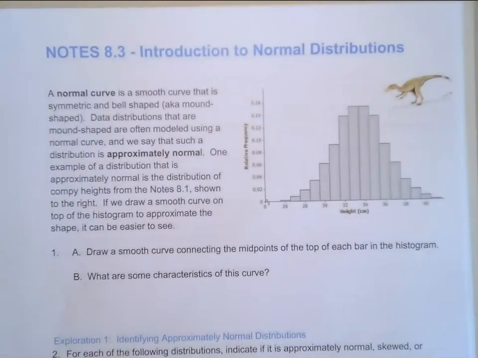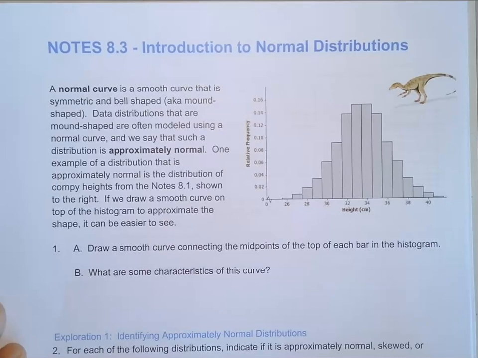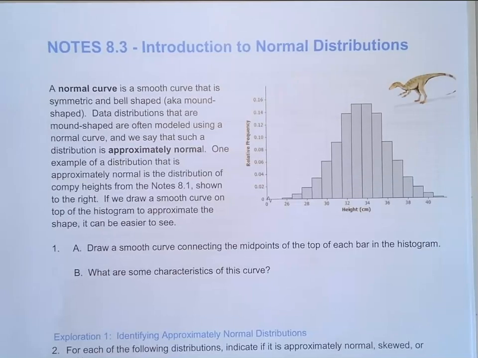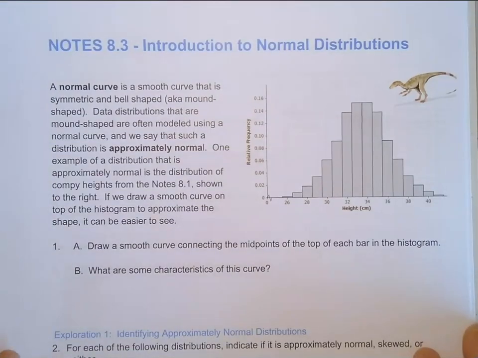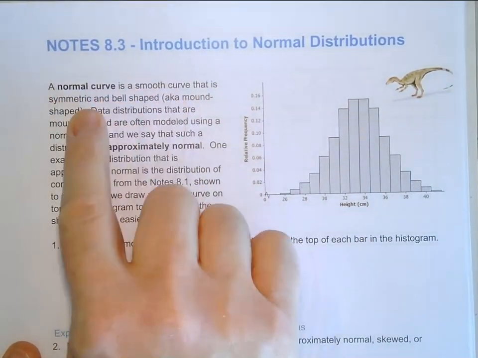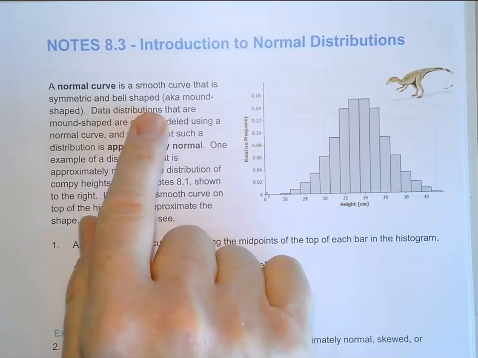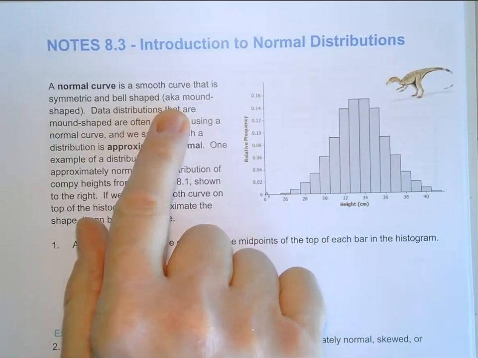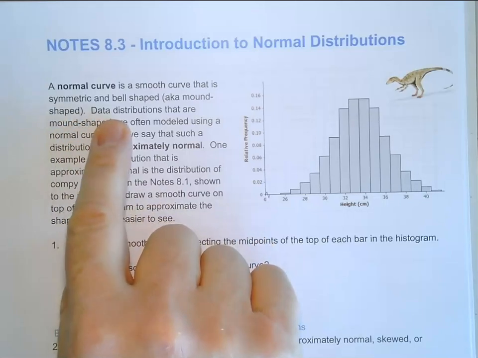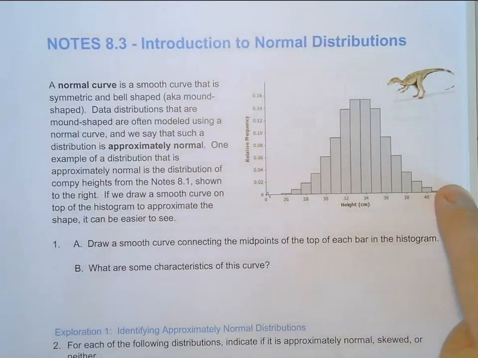So today we're going to be taking a look here at section 8.3, an introduction to normal distributions. And so we need to understand, well, what does that mean? So you can see that it starts with here, a normal curve is a smooth curve that is symmetric and bell-shaped, AKA mound shape, like it has a mound to it. So you can see the mound, right?